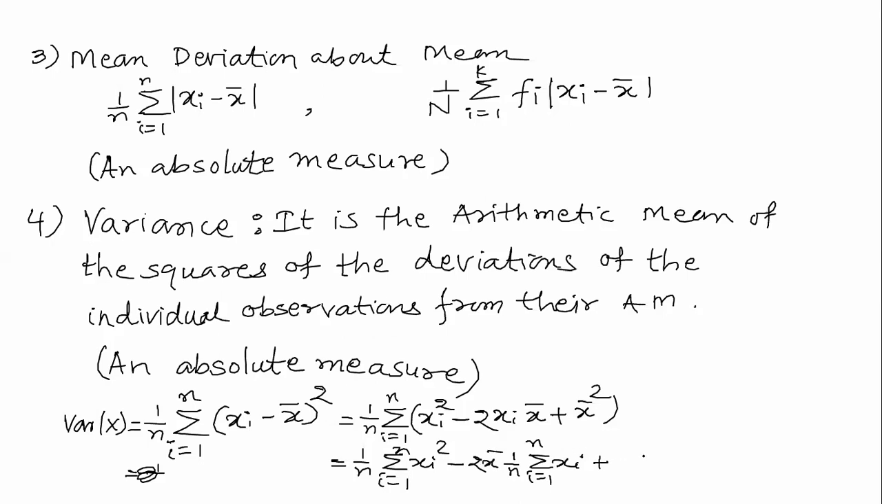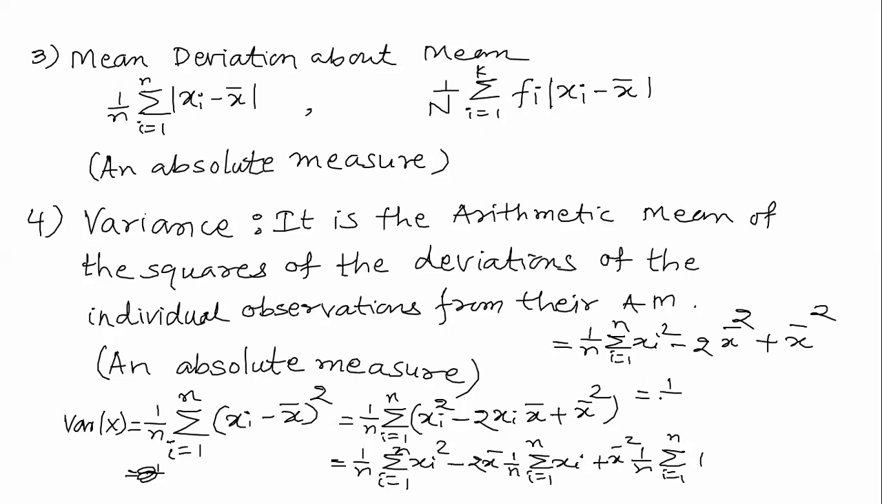plus 1 upon n summation of i running from 1 to n x bar to the power 2, outside and 1 inside. So this is equal to 1 upon n summation xi square, i running from 1 to n, minus 2 times x bar into summation xi upon n, which is x bar, into x bar is x bar square, and plus x bar to the power 2. Then summation 1, i from 1 to n, is n upon n, equal to 1, and finally the answer is 1 upon n summation of xi square, i running from 1 to n, minus x bar to the power 2. So this is the formula for variance.